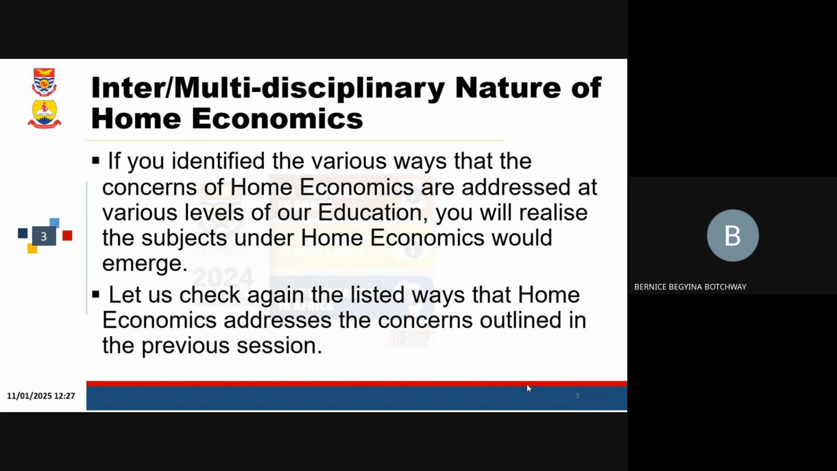So if you identify the various ways that the concerns of home economics are addressed at the various levels of our education, you will realize that the subject of home economics will emerge. That is the exact thing that we did here. When we looked at a concern like food and nutrition, we know that at the basic school, students are taught what foods are and some nutrients. You realize that each of these concerns is translated into some form of topic for students to delve into or learn.